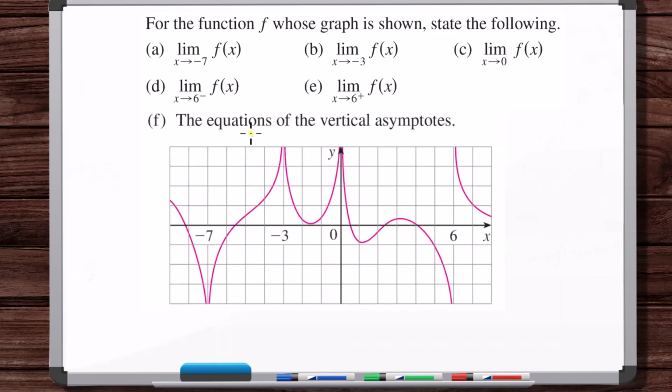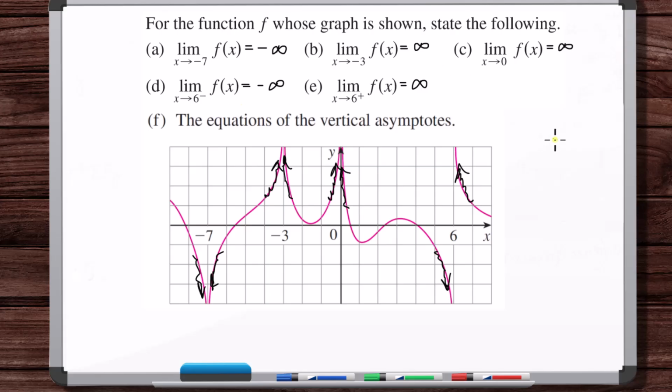Okay, what is the limit as x approaches minus 7 of this function? So coming from both sides of x equals minus 7, this function is approaching negative infinity. What about minus 3? The function is approaching infinity from both sides. What about as x approaches 0? The function is approaching infinity from both sides. What about as x approaches 6 from the left? The function is approaching negative infinity. What about as x approaches 6 from the right? The function is approaching positive infinity.